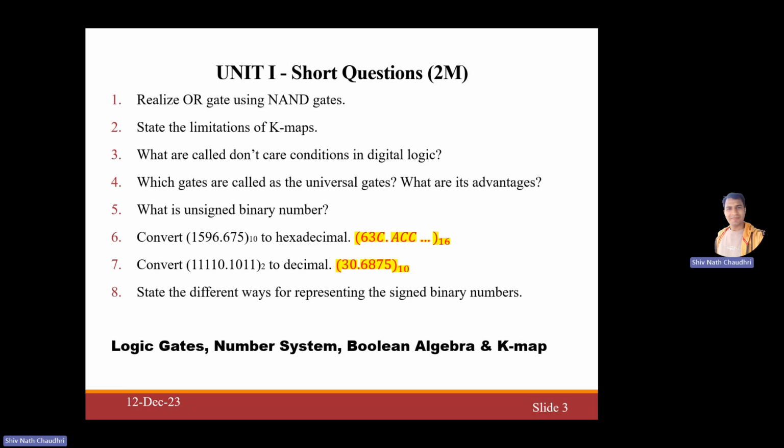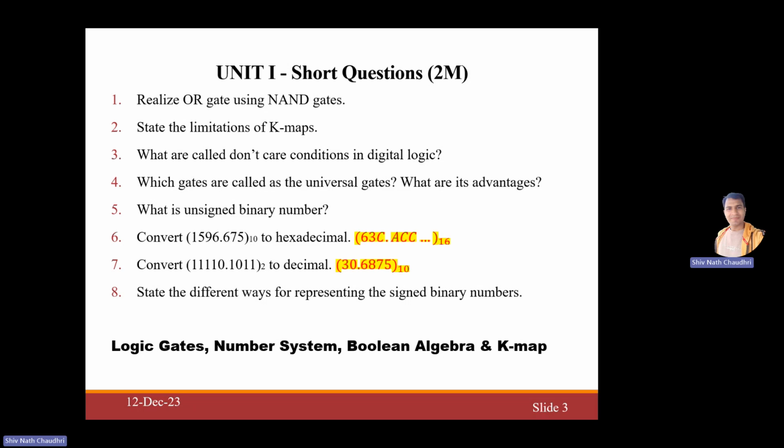The second question asks state the limitations of K-map. So the limitation of K-map is that the K-map is very easy up to 4 variables and we can also extend K-map up to 5 variables. But beyond 5, the K-map is very difficult and complex. So for that complexity or more number of variables, another method to simplify the Boolean function is the Quine-McCluskey method or tabular method. The tabular method is not in your syllabus, but it is the alternative of K-map for higher number of variables.